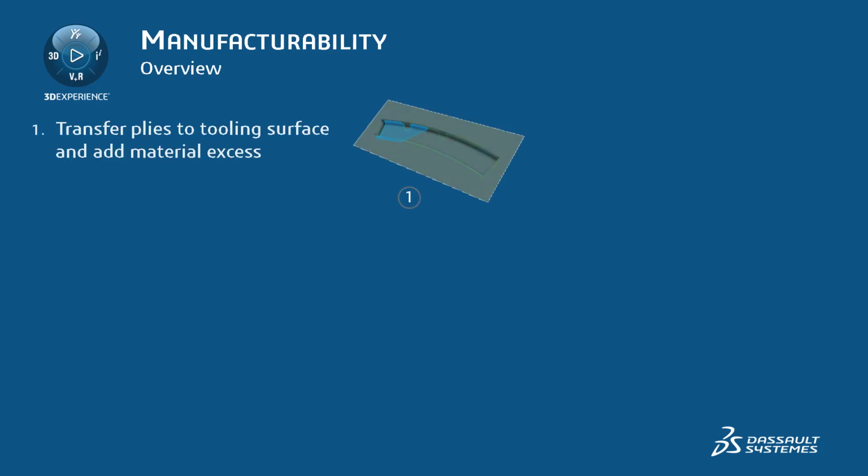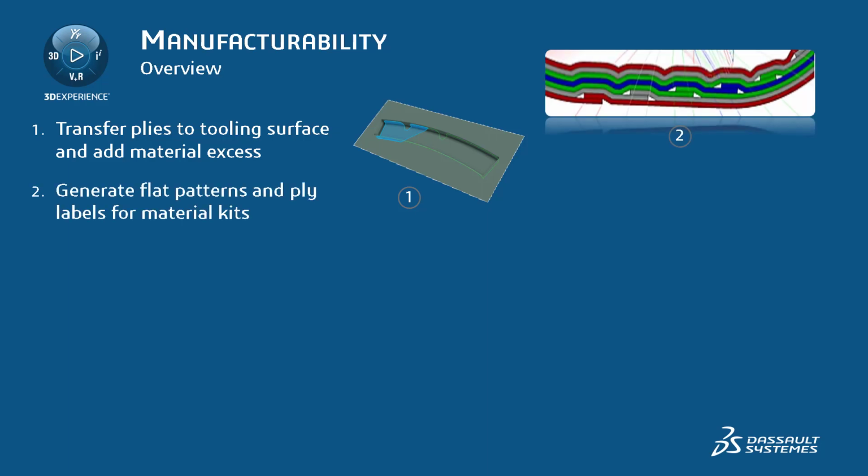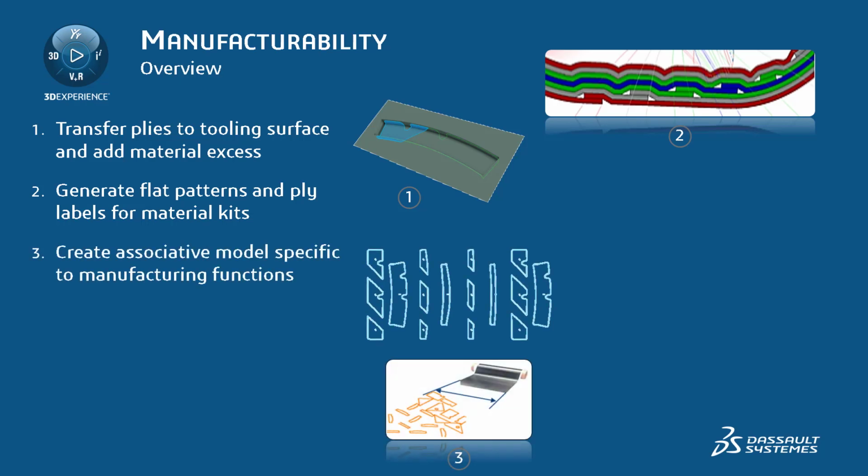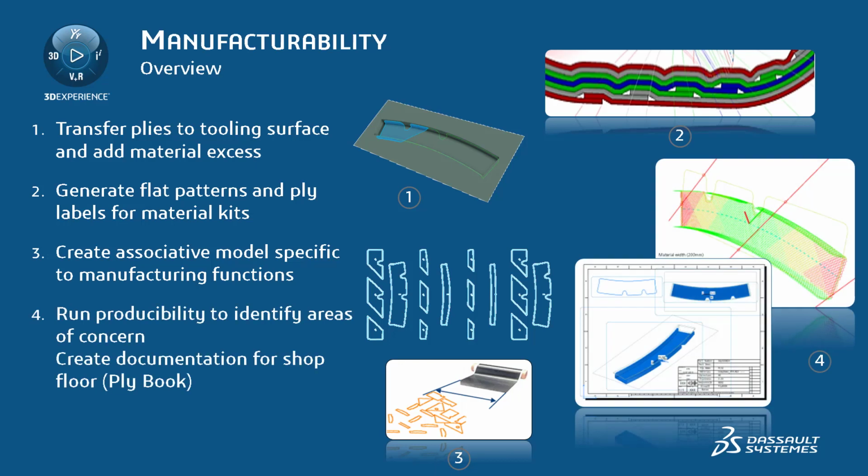MTORIS. In the manufacturing process, it is important to create an associative model specific to manufacturing functions, transfer plies to the tooling surface, and add material excess. To help the operator place the plies on the mold, a document called Ply Book can be created, which is a manufacturing document based on a drawing that provides work instructions to shop floor operators. Finally, it is also capital to run a producibility analysis to identify areas of concern.